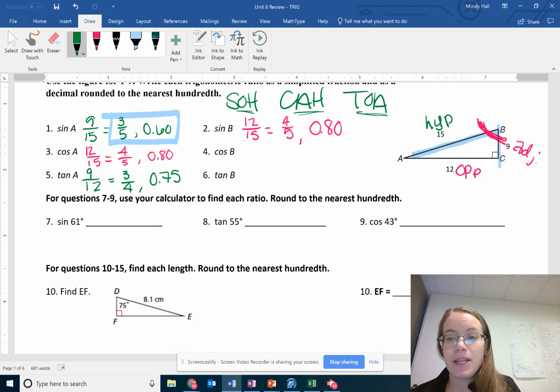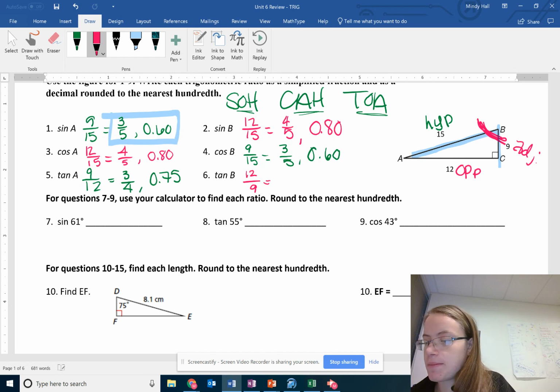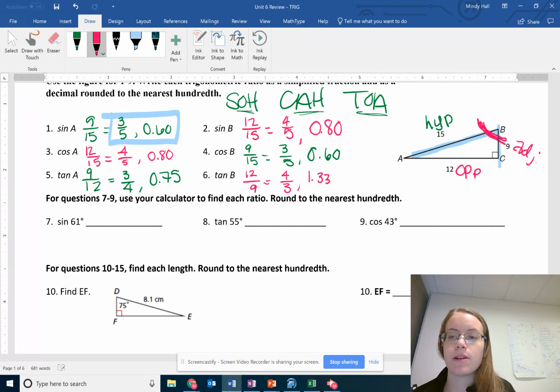For cosine of B, it is adjacent over hypotenuse. So adjacent is 9 over hypotenuse 15. And 9 over 15 becomes 3 over 5, which is 0.6. And then tangent of B is opposite over adjacent. So opposite 12, adjacent 9. And 12 divided by 9 can be simplified to 4 over 3, which becomes 1.33 repeating, so just 1.33.